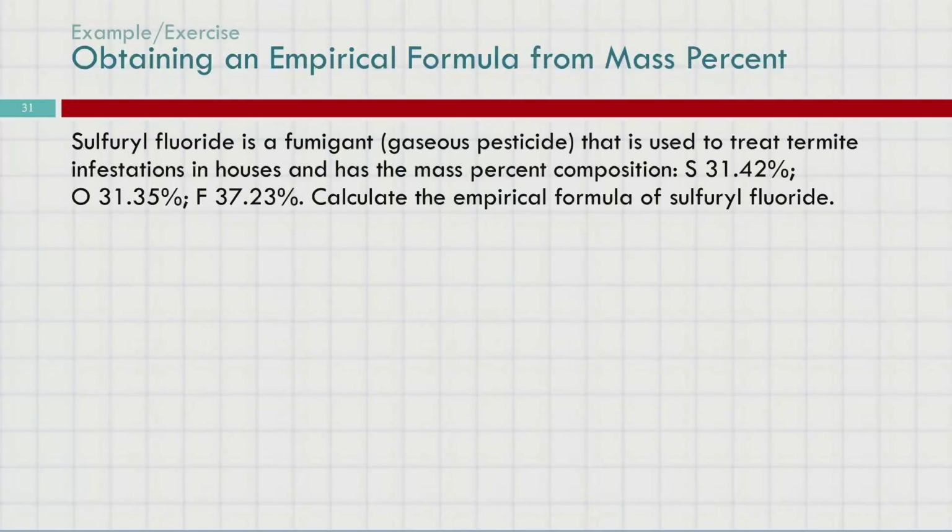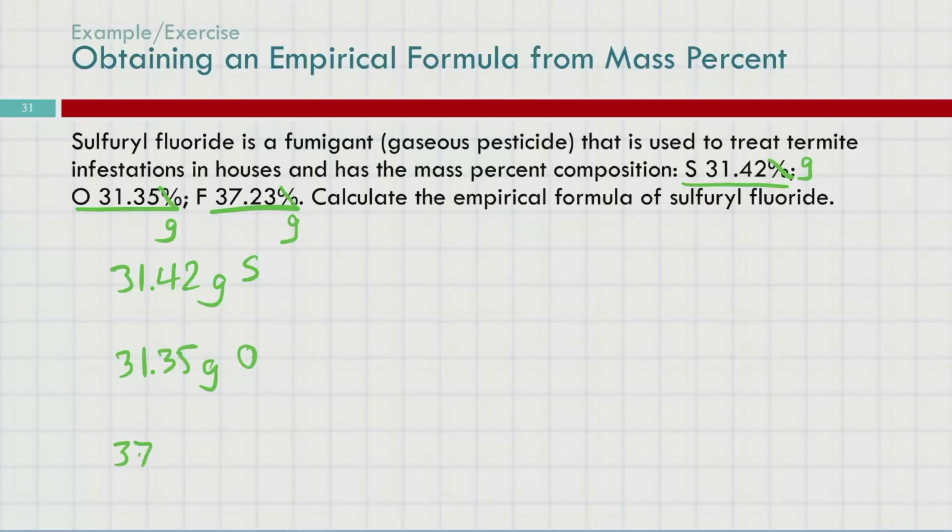So to start this problem, we ignore all the flavor text, as fun and tasty as it is, and we skip straight to the percentages. We would want to remember we can convert percentages into grams. The assumption that we're making is we have 100 grams of whatever the thing is, or we can just convert it to grams and not think about that at all. That's fine too. So 31.42 grams S, 31.35 grams O, 37.23 grams F.